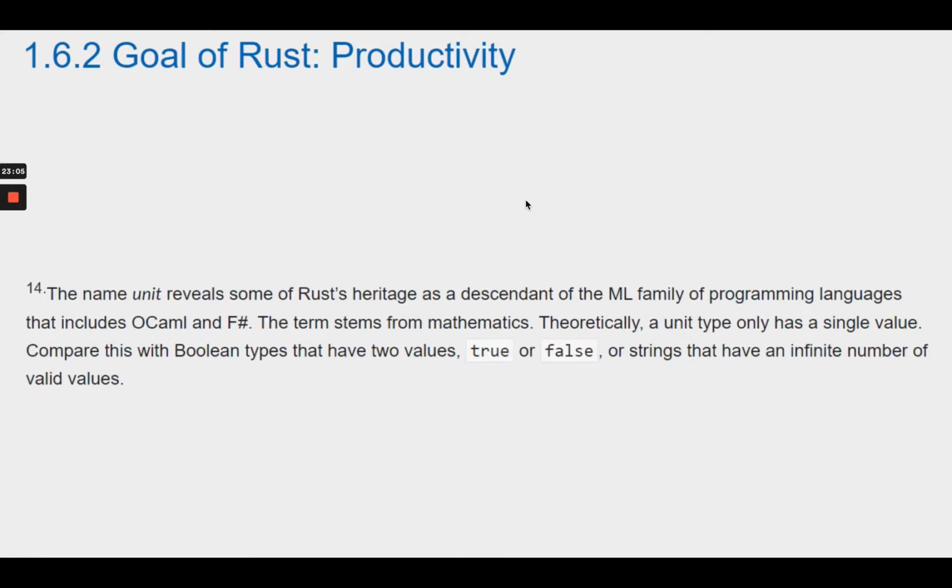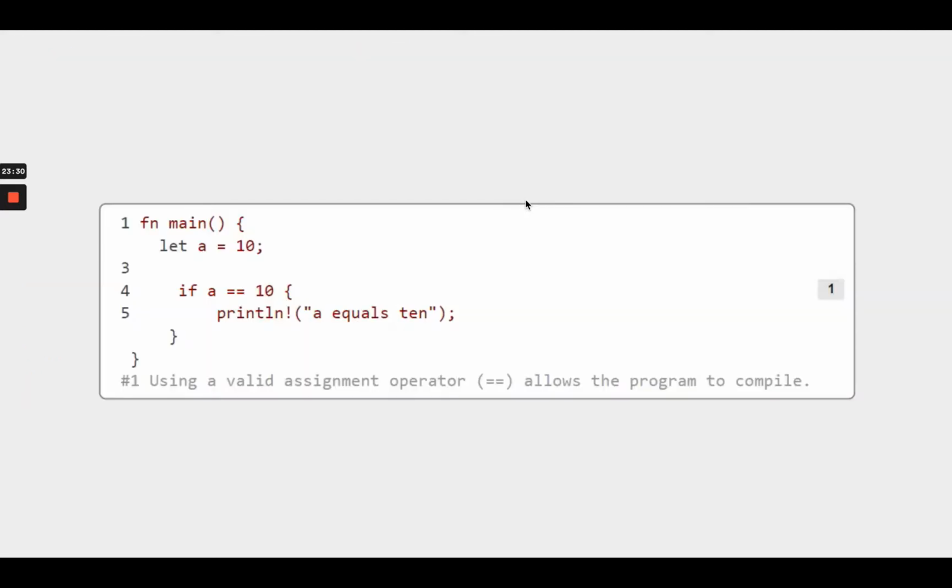Footnote 14. The name unit reveals some of Rust's heritage as a descendant of the ML family of programming languages that include OCaml and F#. The term stems from mathematics. Theoretically, a unit type only has a single value. Compare this with Boolean types that have 2 values, true or false, or strings that have an infinite number of valid values. When there is no other meaningful return value, expressions return unit. As the following shows, adding a second equal sign on line 4 results in a working program that presents A equals 10.